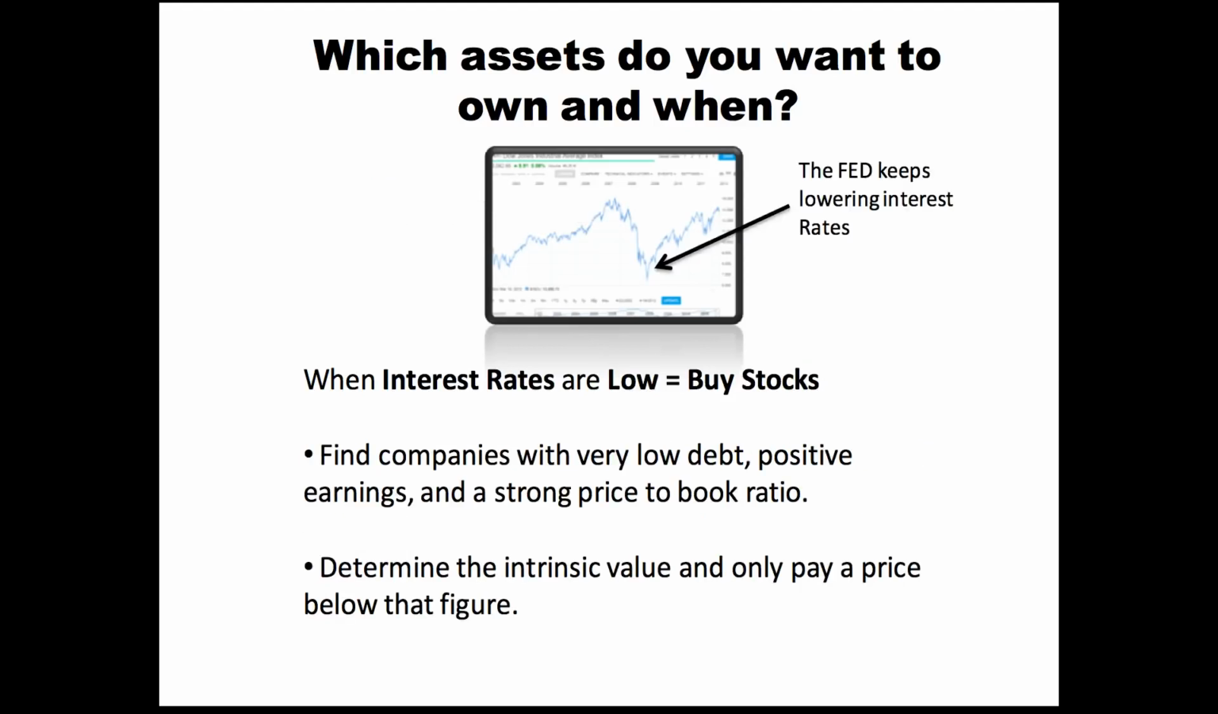So now let's look at when interest rates are low. This is when you want to be buying stocks, because if you're in bonds, you got a really low coupon and you don't want to be doing that. But the stocks are very cheap at this point. They're undervalued. And so what you want to do is go out and find a company with very low debt, positive earnings, and a strong price to book ratio, which we had talked about all throughout Unit 1. And you're going to get a very strong buy that has a really good intrinsic value, and you're going to end up making a lot of money on that whenever the market recovers.